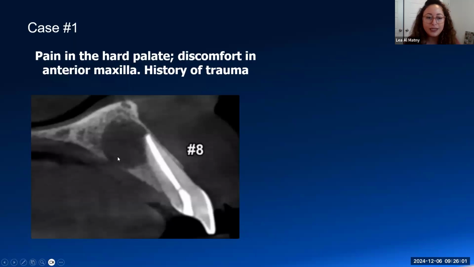It is low in density or radiolucent if you're looking at 2D, but it's not really surrounding the apex of the tooth. If we look at the epicenter of the apex and try to align it with the epicenter of the lesion, you'll see that that lesion is located palatal to the root, not just the apex.